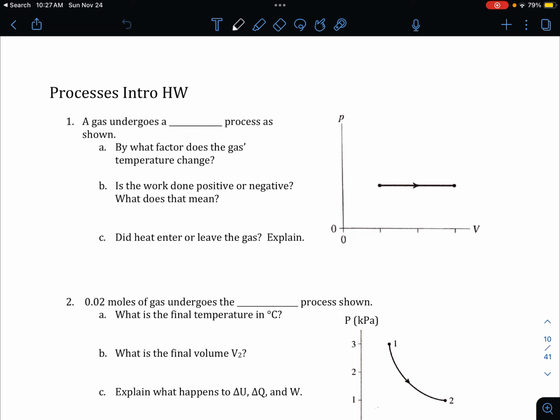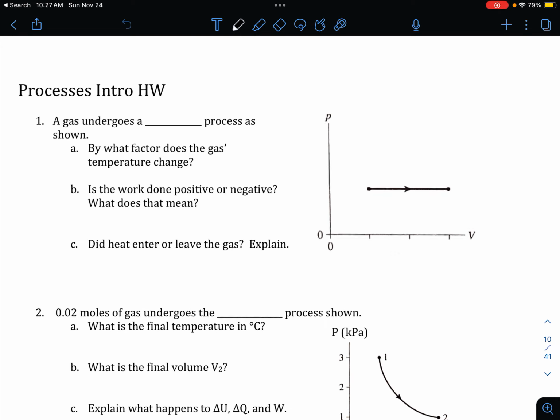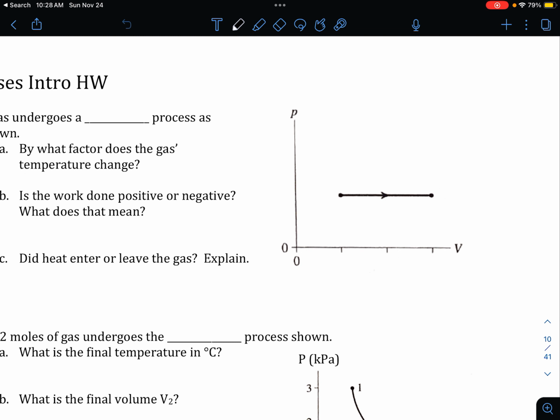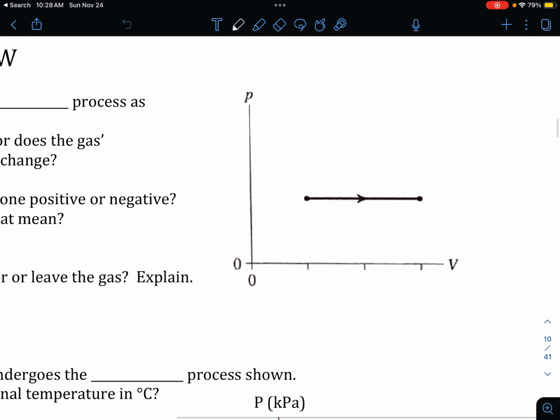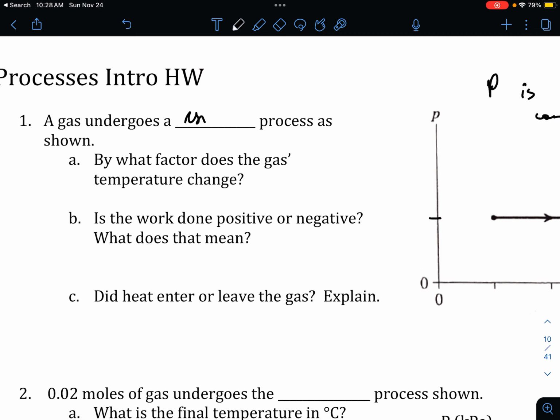So for problem 1, a gas undergoes some sort of process as shown. So this is the PV graph. And when you're looking at this, hopefully you notice that as I'm changing the volume, which gets bigger, the pressure stays constant. So if pressure is constant, then this must be an isobaric process, because the pressure is constant, right? And baro means pressure.